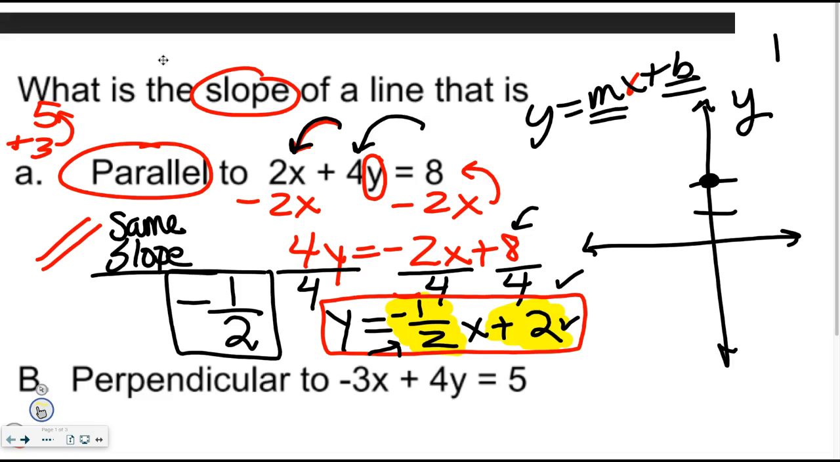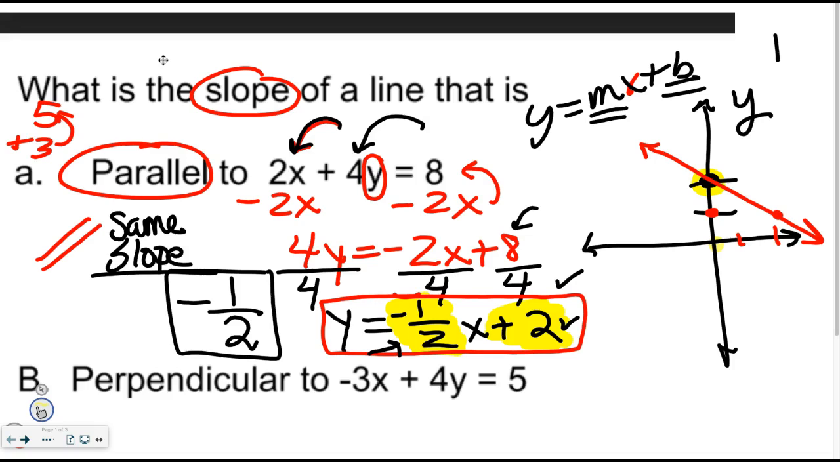One of the biggest mistakes I see with these is kids will slope it out from the origin. You have to slope it out from your y-intercept. Because it's negative, you'll fall, and then you'll run 2 to the right. This is the line. Any line with the same slope will run parallel.